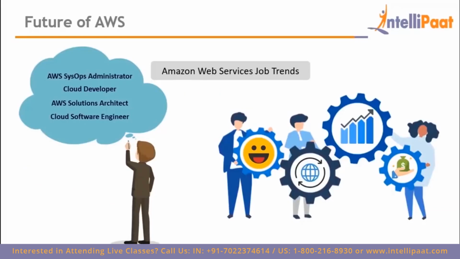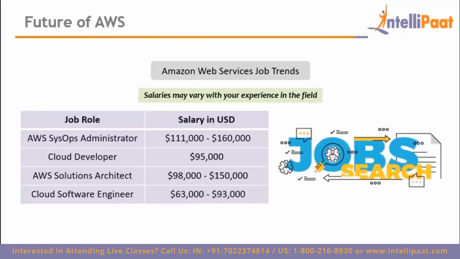And what are the AWS job trends right now? Let me give you a few job trends. The 4 job trends are AWS SysOps Administrator, Cloud Developer, AWS Solutions Architect, and Cloud Software Engineer. The salary of an AWS SysOps Administrator is $111,000 to $160,000, the Cloud Developer is $95,000, an AWS Solutions Architect salary varies from $98,000 to $150,000, and a Cloud Software Engineer varies from $63,000 to $93,000. These are all the numbers for a fresher.